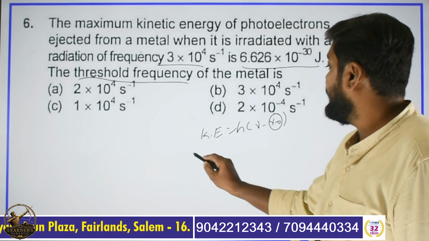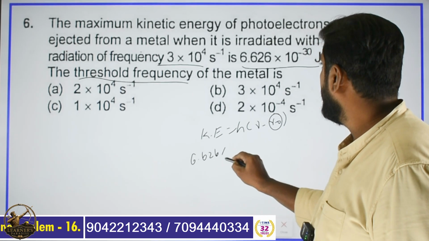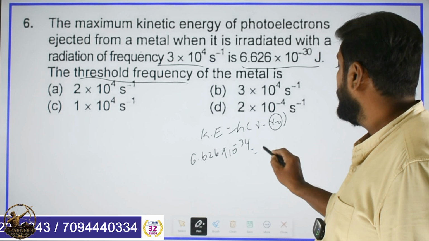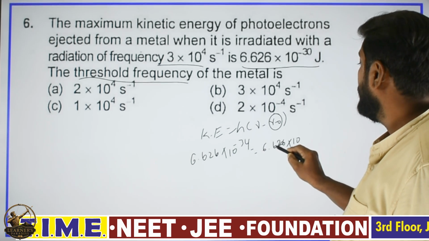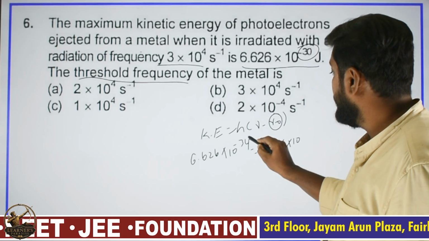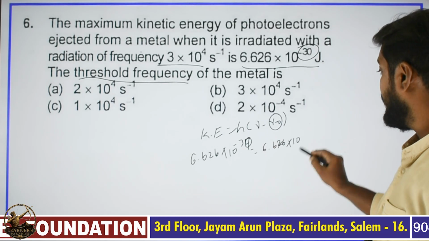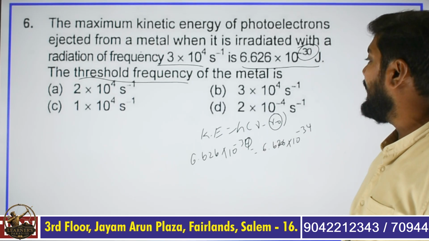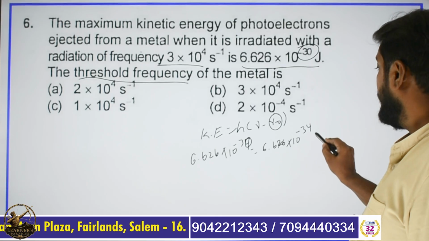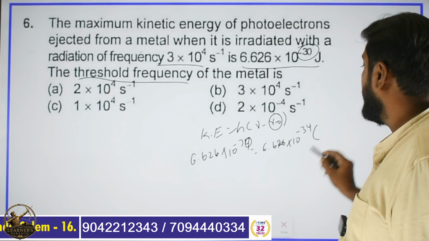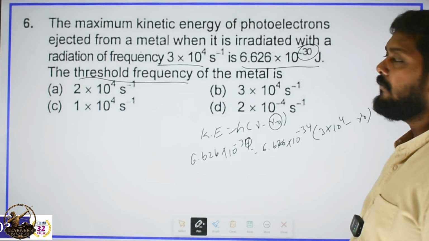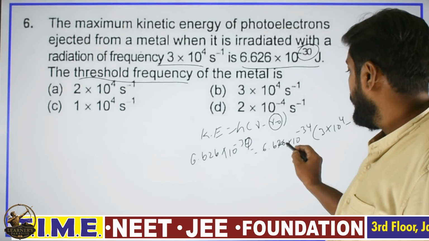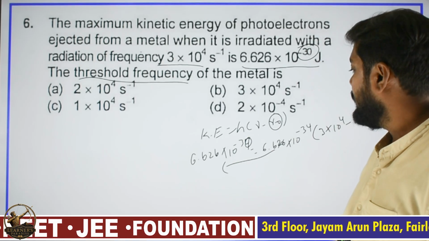So kinetic energy is given as 6.626 into 10 power minus 34, which is equal to 6.626 into 10 to the power, sorry, here it is given as minus 30, so that is minus 30. And here we know Planck's constant is minus 34, into what is nu? Nu is given as 3 into 10 to the power 4 minus nu naught, that is what we are going to calculate. So bringing this here, what happens?